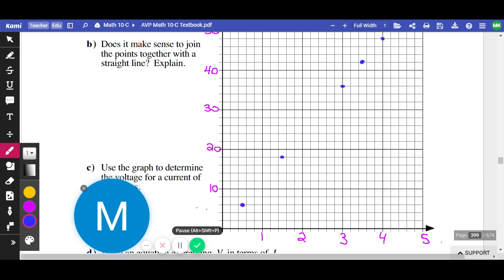Awesome. The second question says, does it make sense to join the points together in a straight line? So remember, to join a point in a straight line means that you're saying every single point along that line is a situation that's actually possible. On the last question, it wasn't possible to have half of a toothpick. We were always just adding a full toothpick or not adding a full toothpick. You either gained an entire triangle or you didn't gain a triangle. You never had 0.3 of a triangle.